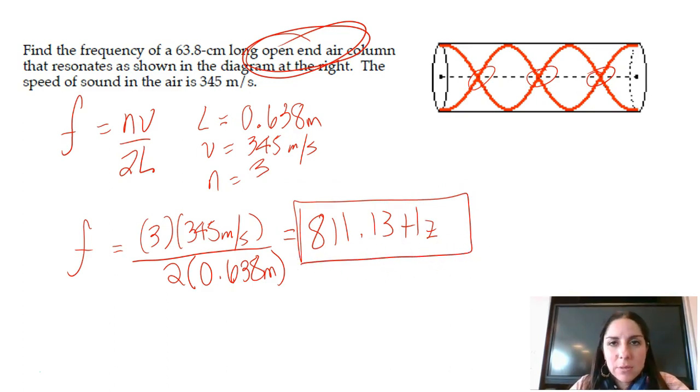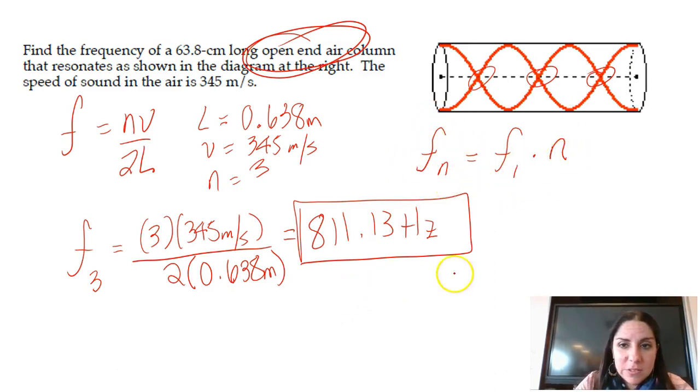So you could flip this around and solve for length, velocity, or harmonic number, so it does not always have to be in this case. So anyway, this is for the third harmonic, by the way. Notice that n is equal to 3. So if I wanted to find the first harmonic, just out of curiosity, Fn equals F1 times n. So if I know the frequency of the third harmonic, I can find the first. So I'm going to go ahead and solve that.